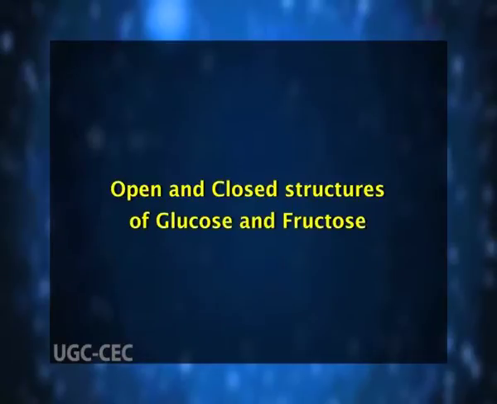The hexoses, which include the aldohexose D-glucose and the ketohexose D-fructose, are the most common monosaccharides in nature. The aldopentoses D-ribose and 2-deoxy-D-ribose are the components of nucleotides and nucleic acids. Now the first objective, which is open and closed structure of glucose and fructose.